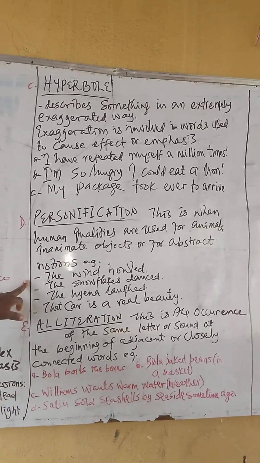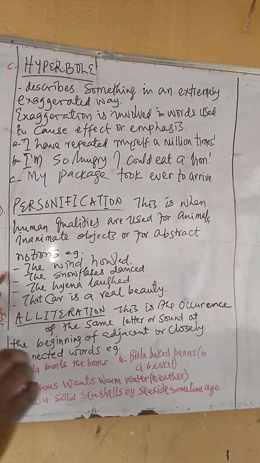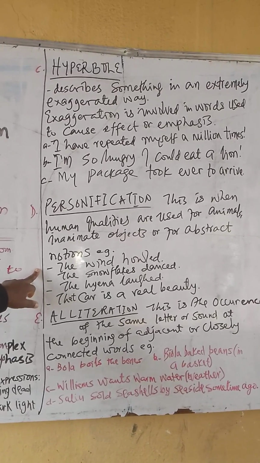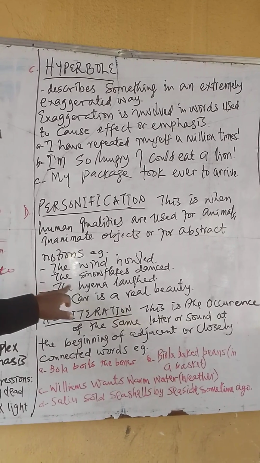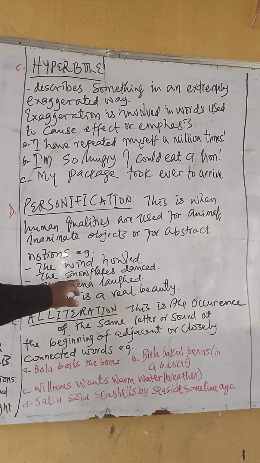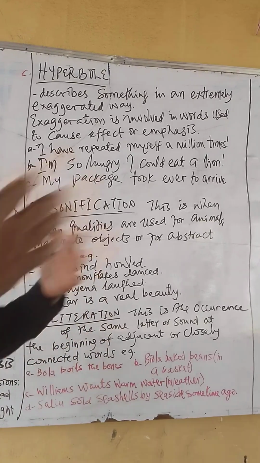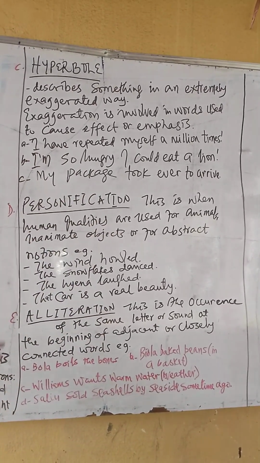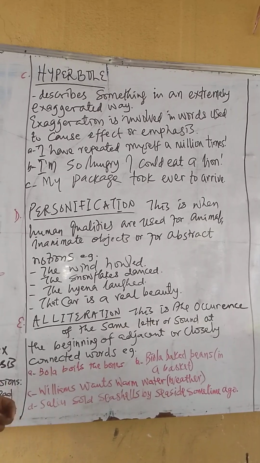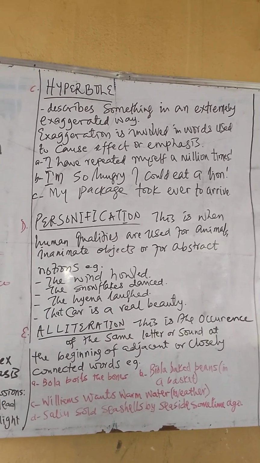For example, the wind howled. If you go to the north and you see the wind coming, sometimes you'll be scared, and such a situation is described as the wind howled. Then, the snowflakes danced, because of the way the snow was coming down or flaking. Another example is the hyena laughed. The way the hyena behaves, it's like the hyena was laughing, but it's only human beings that we see laughing. Perhaps monkeys laugh too, but who knows?